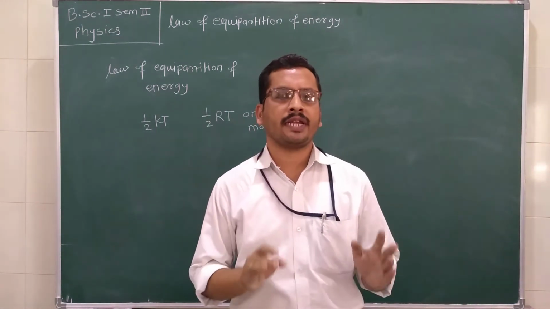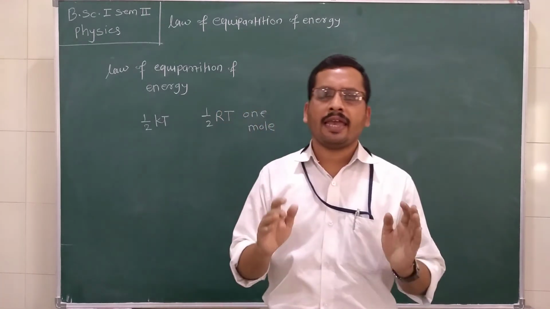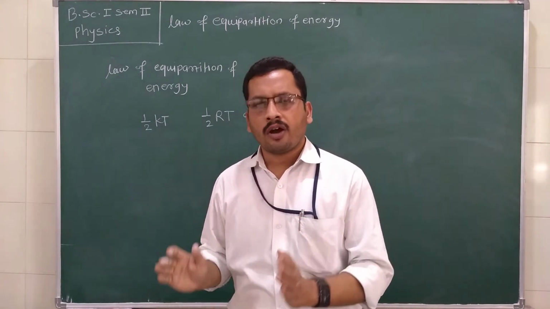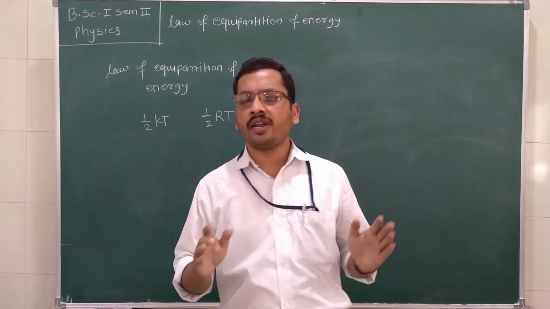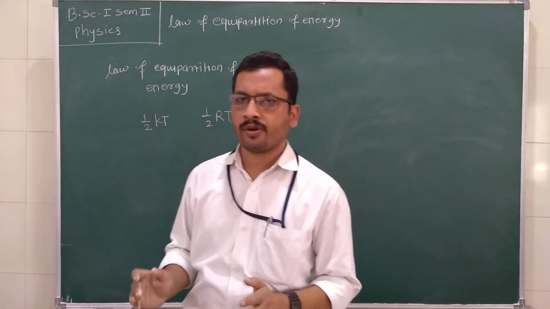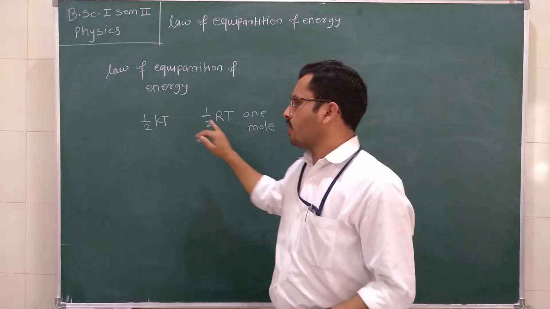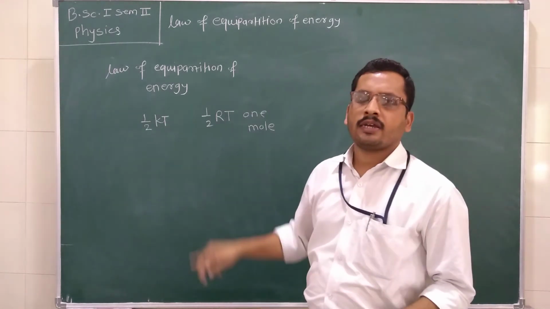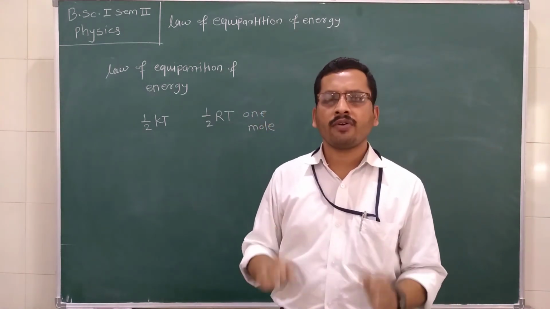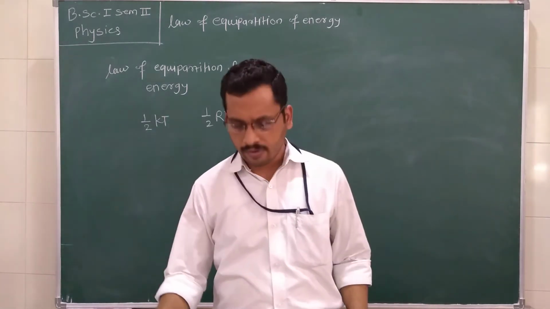So this is the statement called the law of equipartition of energy. The law of equipartition of energy states that for any dynamical system in thermal equilibrium, the total available energy is equally divided among the degrees of freedom of the gas molecules, and which is equal to 1 by 2 kT, or 1 by 2 RT for 1 mole. So this is the statement. Now we are going to prove this law of equipartition of energy.